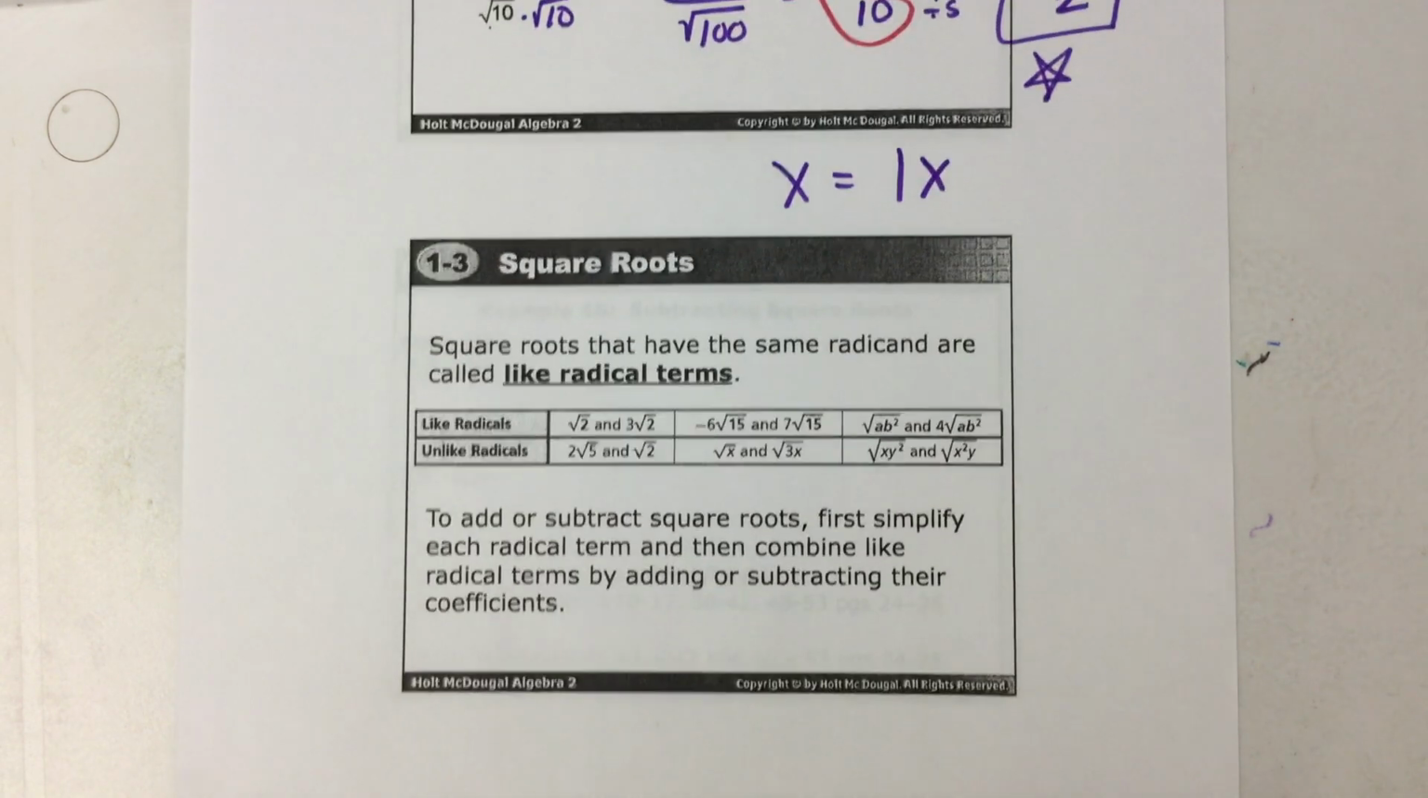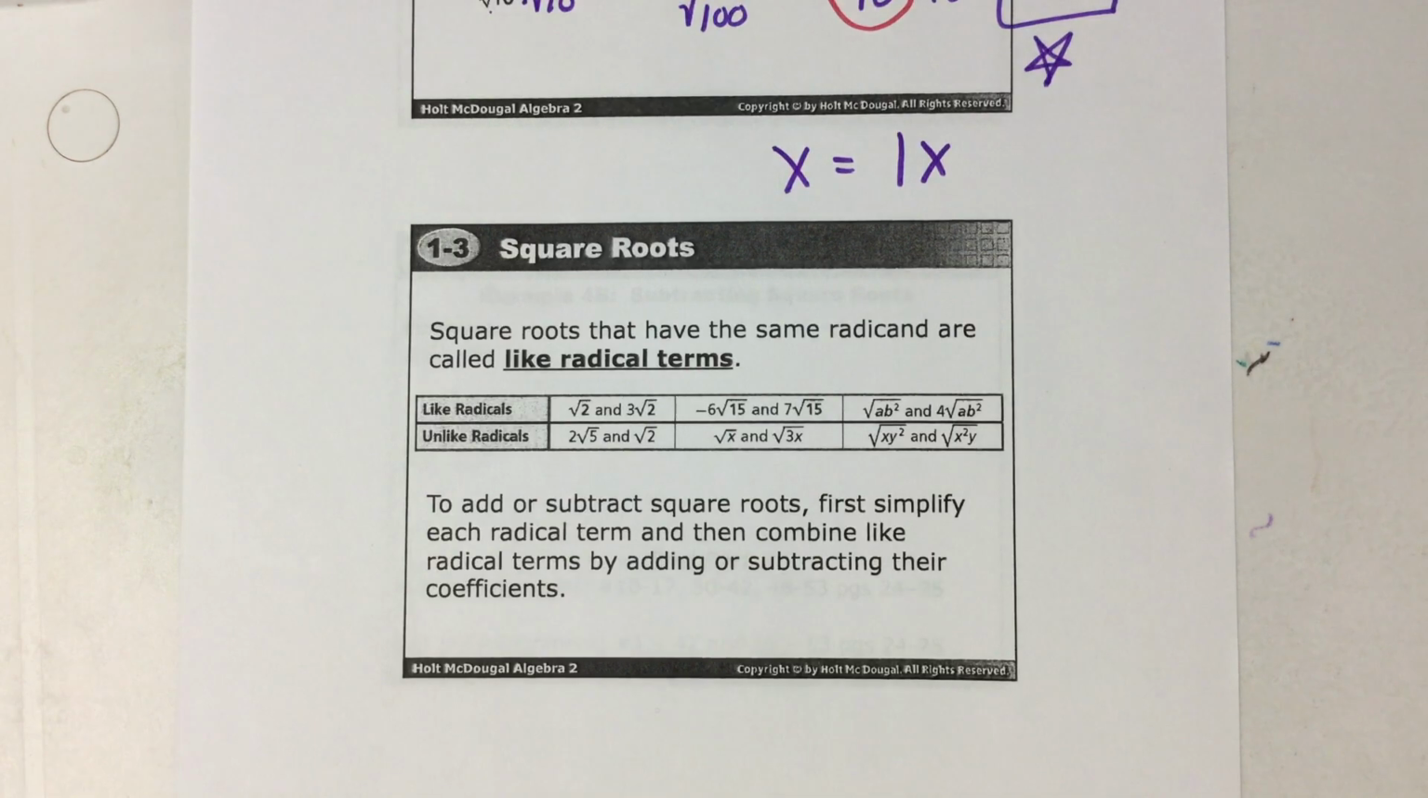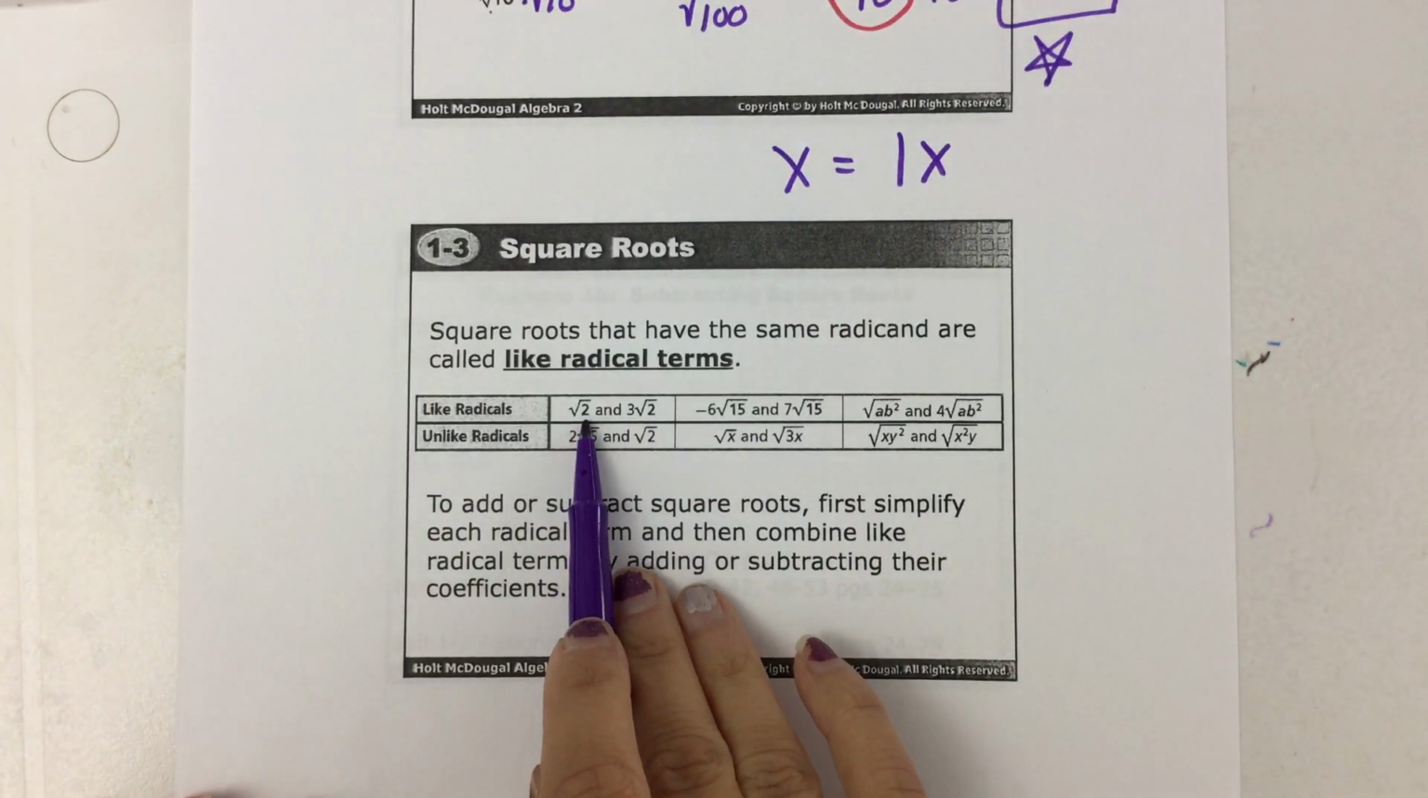Okay, now here's a really cool idea. Square roots that have the same radicand, and remember the radicand is the value that's underneath the symbol, are called like radicals. You can add and subtract square roots as long as they do have the same radicand. What you do is you keep the square root portion the same, and you add or subtract the numbers out front.